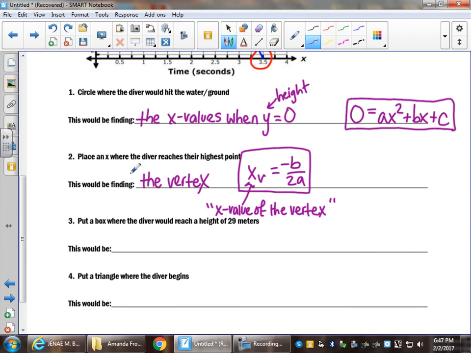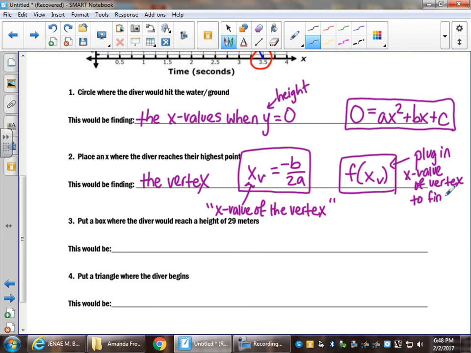But we know that an ordered pair is 2 points, x comma y. So to find the y value of the vertex, once you have your x value, you will plug in the x value of the vertex to find y.